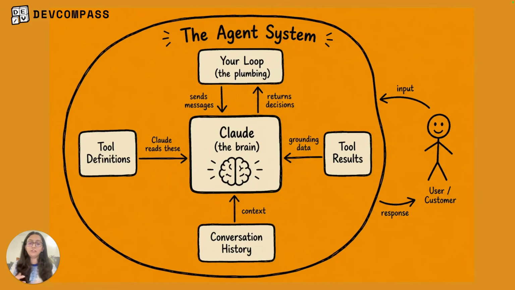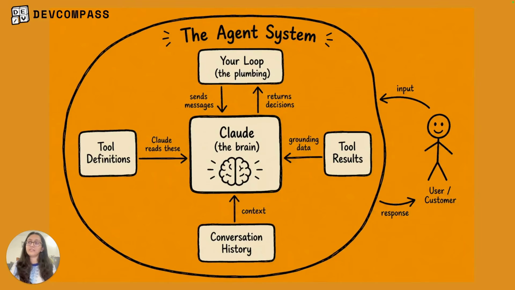At the top, the loop, the plumbing. Your code sends messages to Claude and receives Claude's responses. It checks the stop reason. It decides whether to run a tool or whether it already has enough information. It manages what goes back into the conversation, and that's your loop. Arrow both ways between the loop and Claude, because if you send a message down, Claude's decision needs to come back up for further steps.